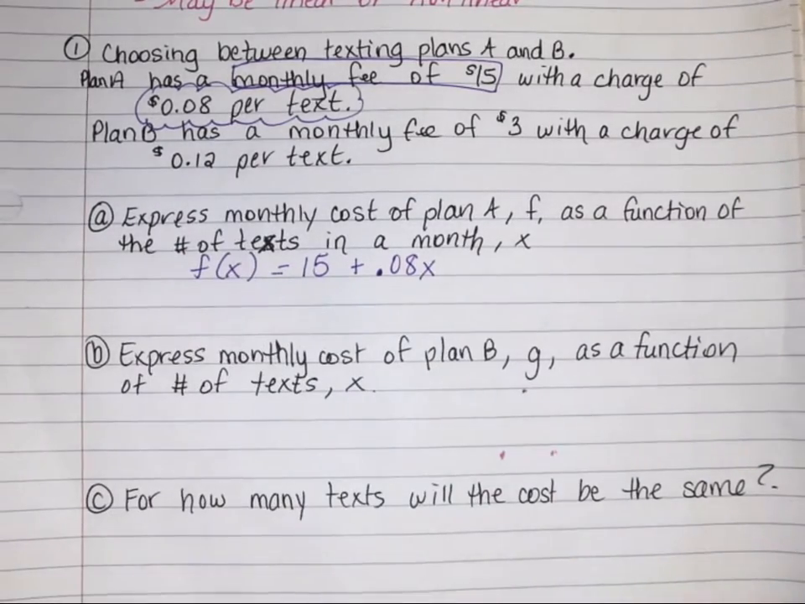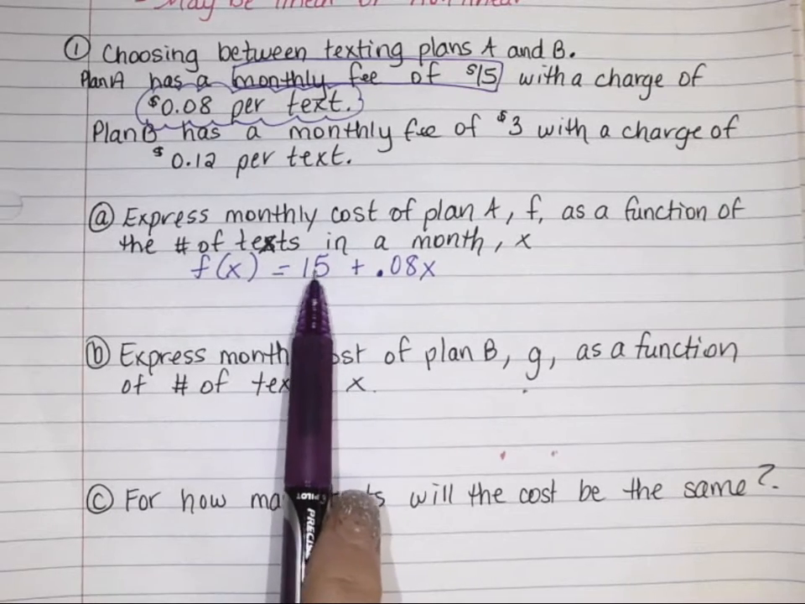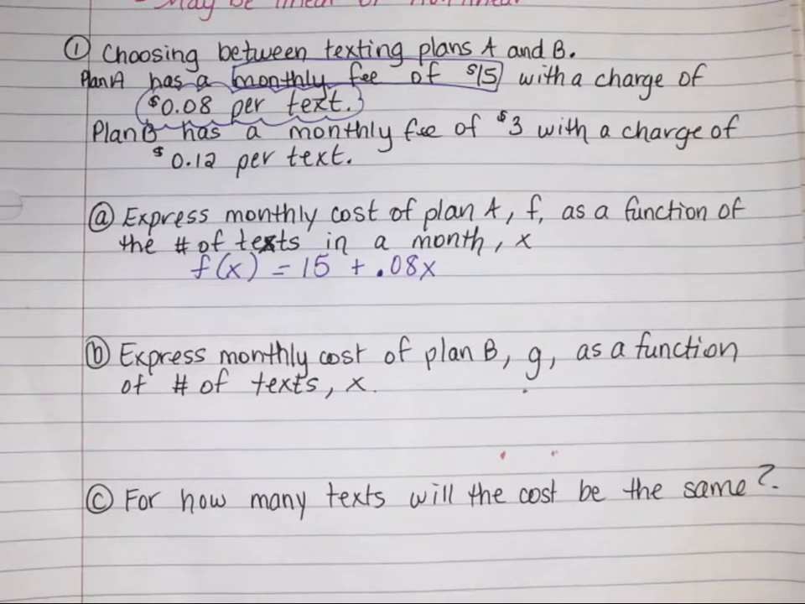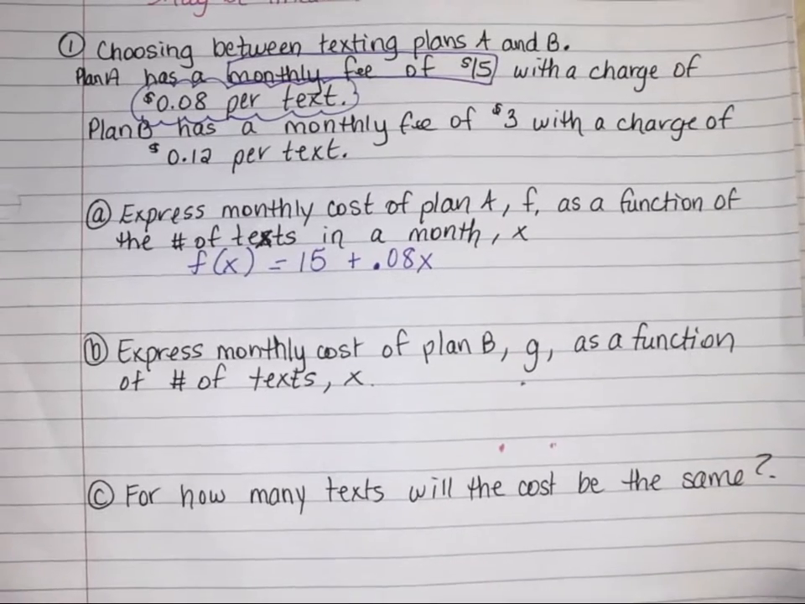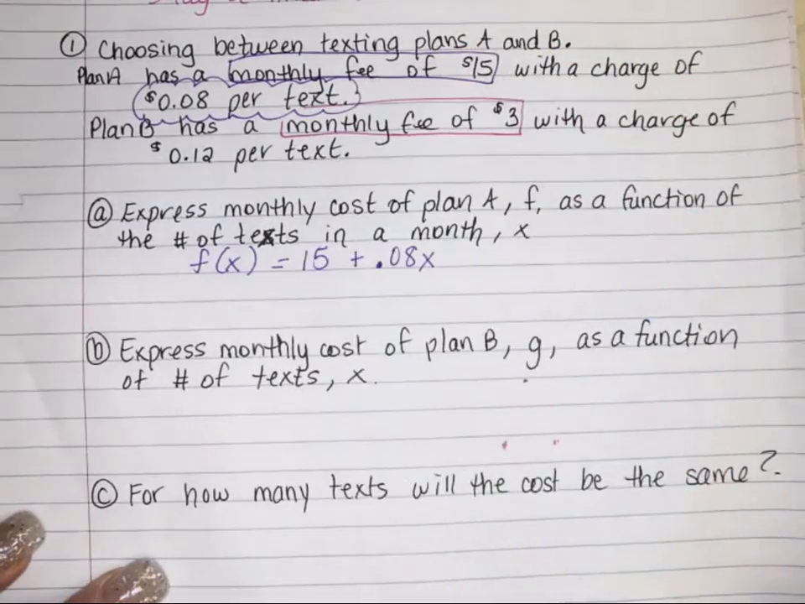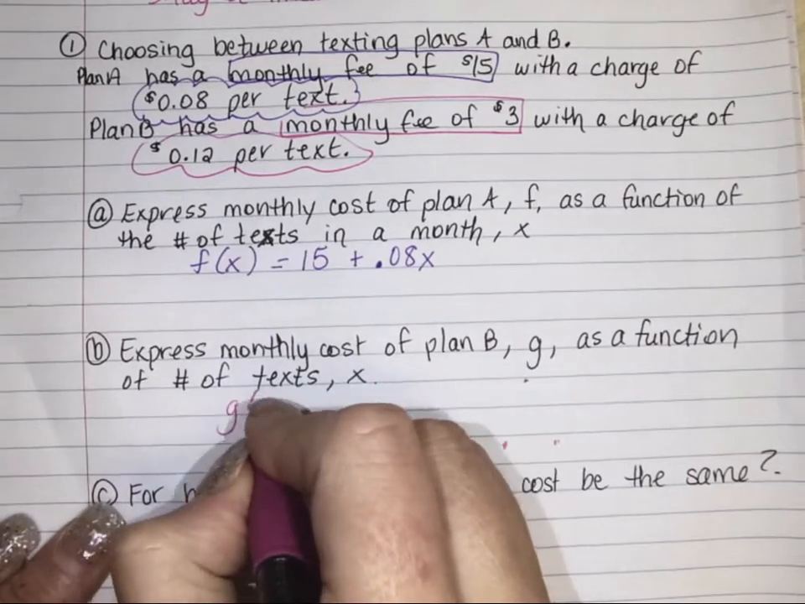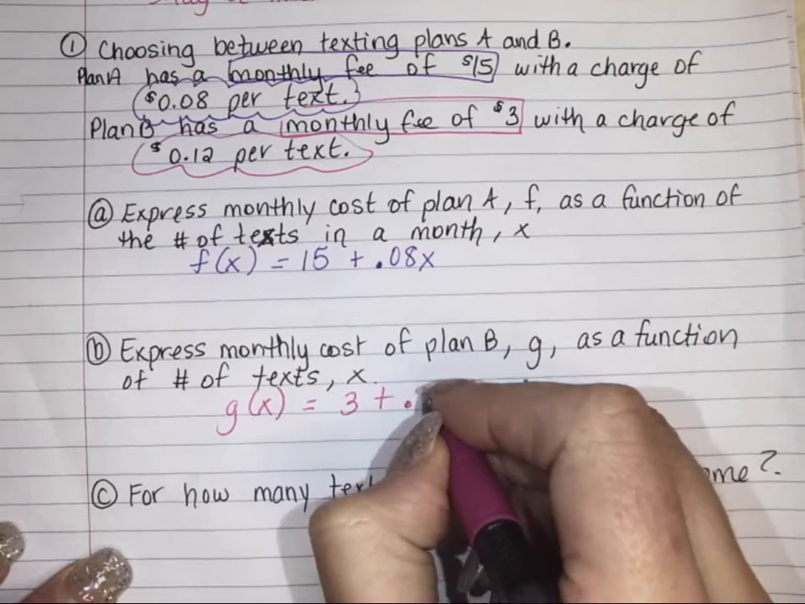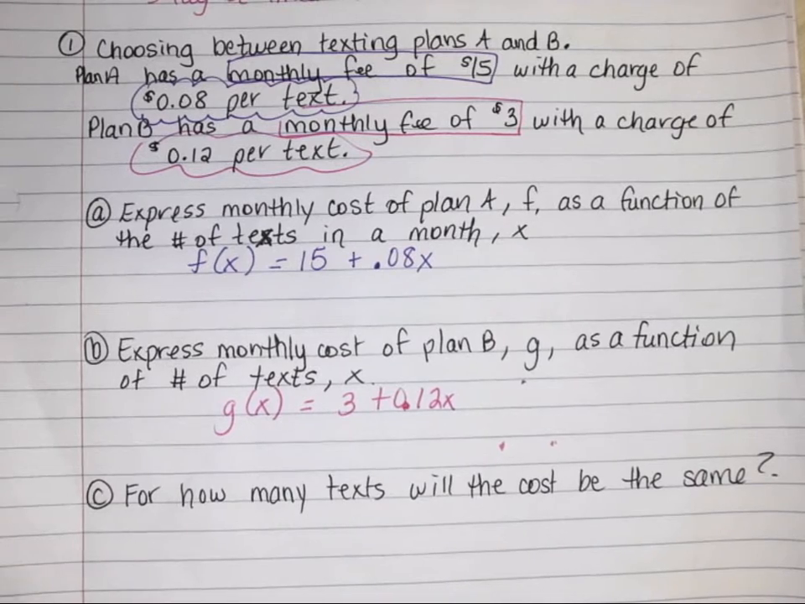Per means multiply. And so this, or you can say 0.08 to represent 8 cents times text plus the flat rate of $15. Then in part B, express the monthly cost of plan B, g. So let's go look at what plan B's information contains. It has a monthly fee of $3. And it also has 12 cents per text. And they said to let this be function g of x equals, and we're going to say 3 plus 12 cents per text. So that's the answer to part A and B.